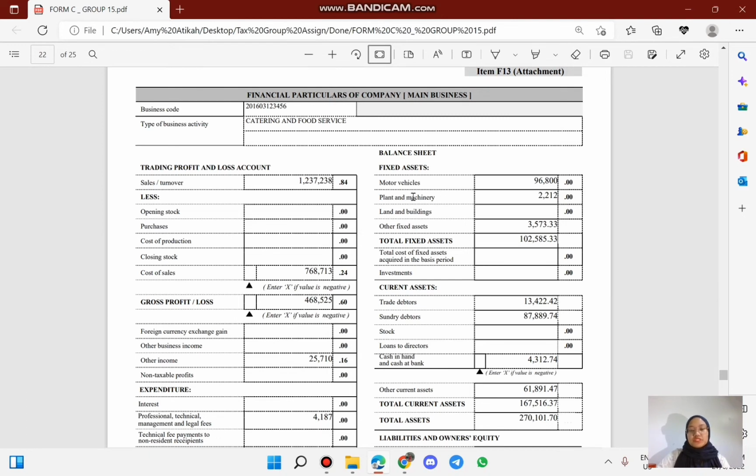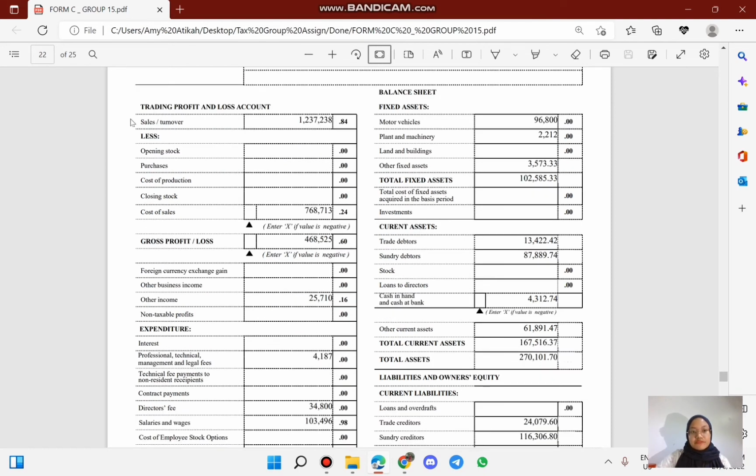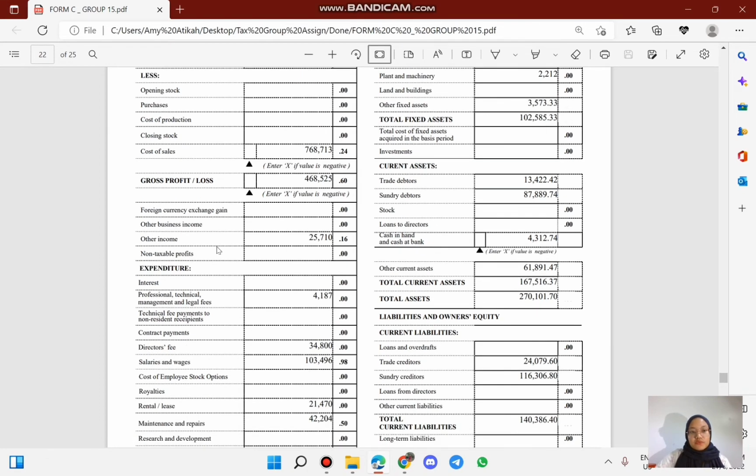In order to do this one, we just have to refer the given document in order to complete the tax form, which are trial balance, balance sheet, and income statement. So first, we have to calculate the trading profit and loss account, which are for the sales. These are the amount, and then we have to minus with the cost of sale, the amount, in order to get gross profit or loss. And then we have other income.